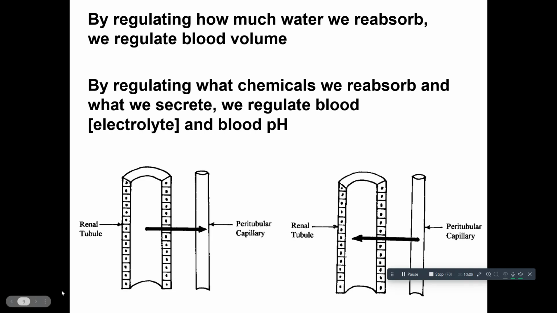Now, one of the important things to realize is that by regulating the amount of water we reabsorb, we can regulate blood volume. So remember, in reabsorption, we're taking stuff from the filtrate, putting it back into the blood. And we can adjust how much water we reabsorb. If we reabsorb more water, we pee less. If we reabsorb less water, we pee more. And by adjusting our volume of urine output, we're thereby regulating blood volume and blood pressure.